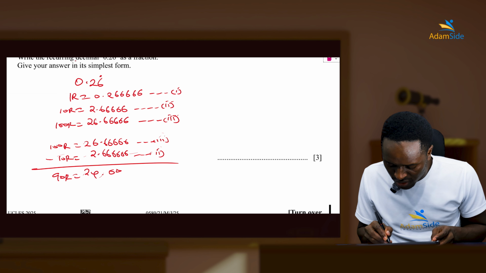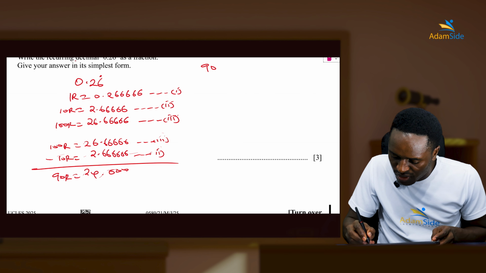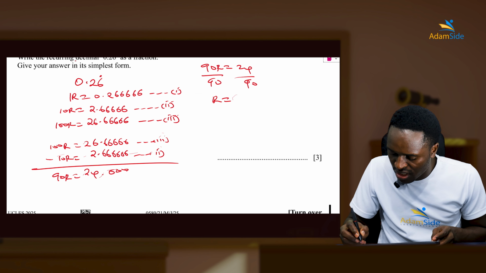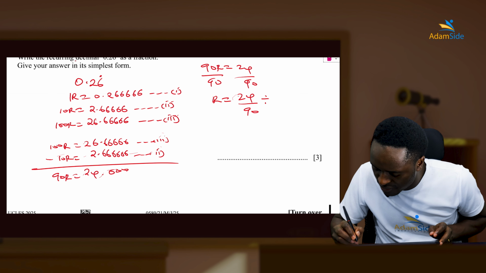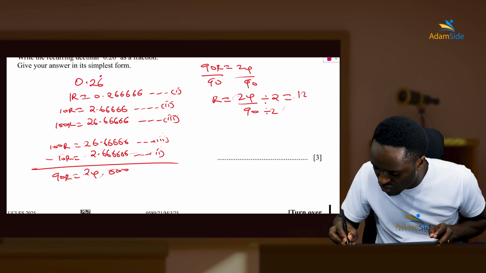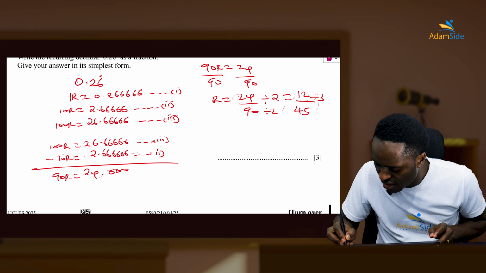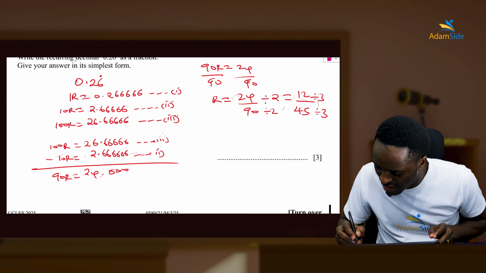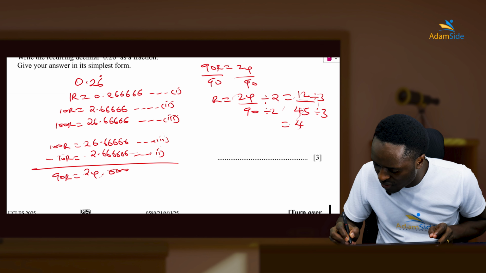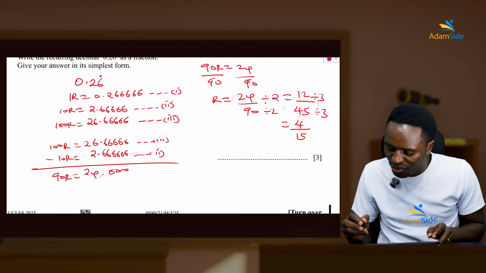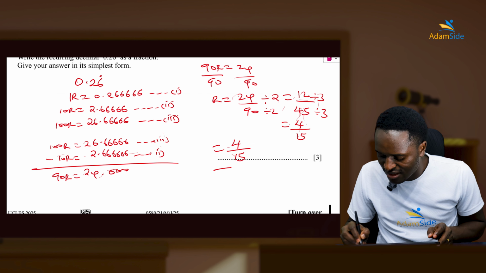Then the rest will be 0. Then make r the subject. So 90r is equal to 24. Divide by 90, divide by 90. So r is 24 over 90. Then divide by 2, divide by 2. So 24 divided by 2 is 12, and then 90 divided by 2 is 45. Then divide by 3, divide by 3. 12 divided by 3 is 4. 45 divided by 3 is 15. So your answer will be 4 over 15 as the fraction.